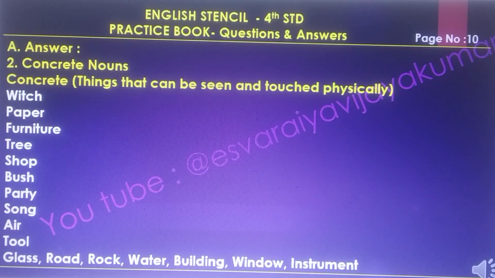And the second one, concrete nouns. Concrete nouns, things that can be seen and touched physically: witch, paper, furniture, tree, shop, bush, party, song, air, tool, glass, road, rock, water, buildings, window, instrument.